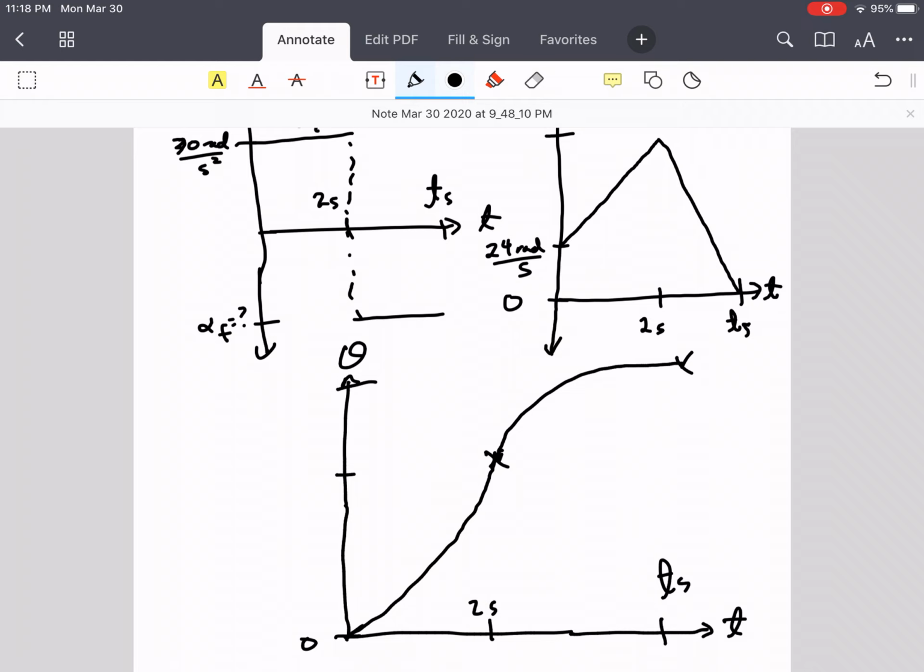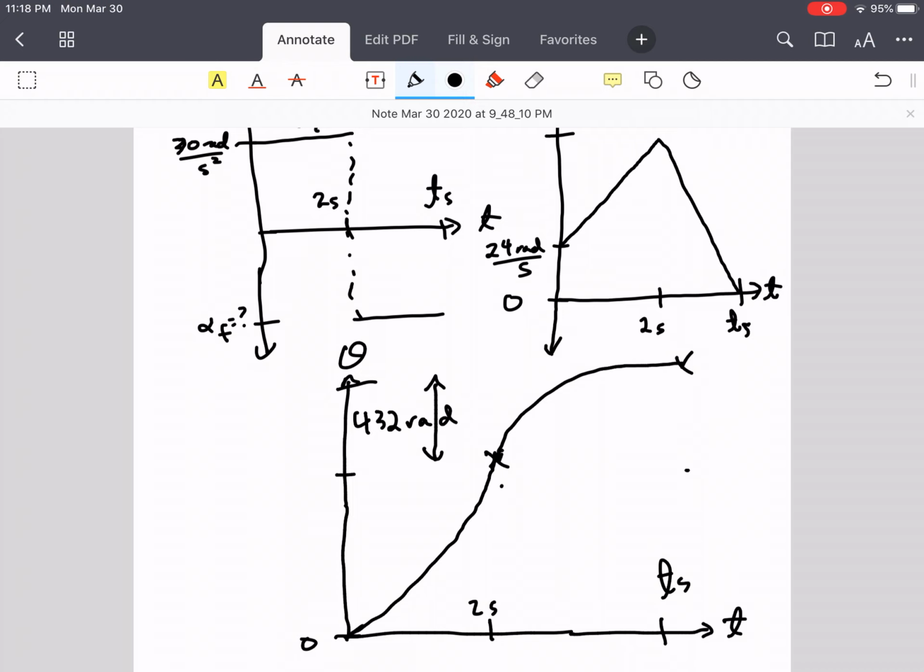Now, I do know one other piece of information, which is why I like to draw this graph, namely that the amount of theta between when the breaker trips at t equals 2 seconds and when I end at t stop is 432 radians. And that's going to be, of course, important. So keep that in mind as we're solving the problem.